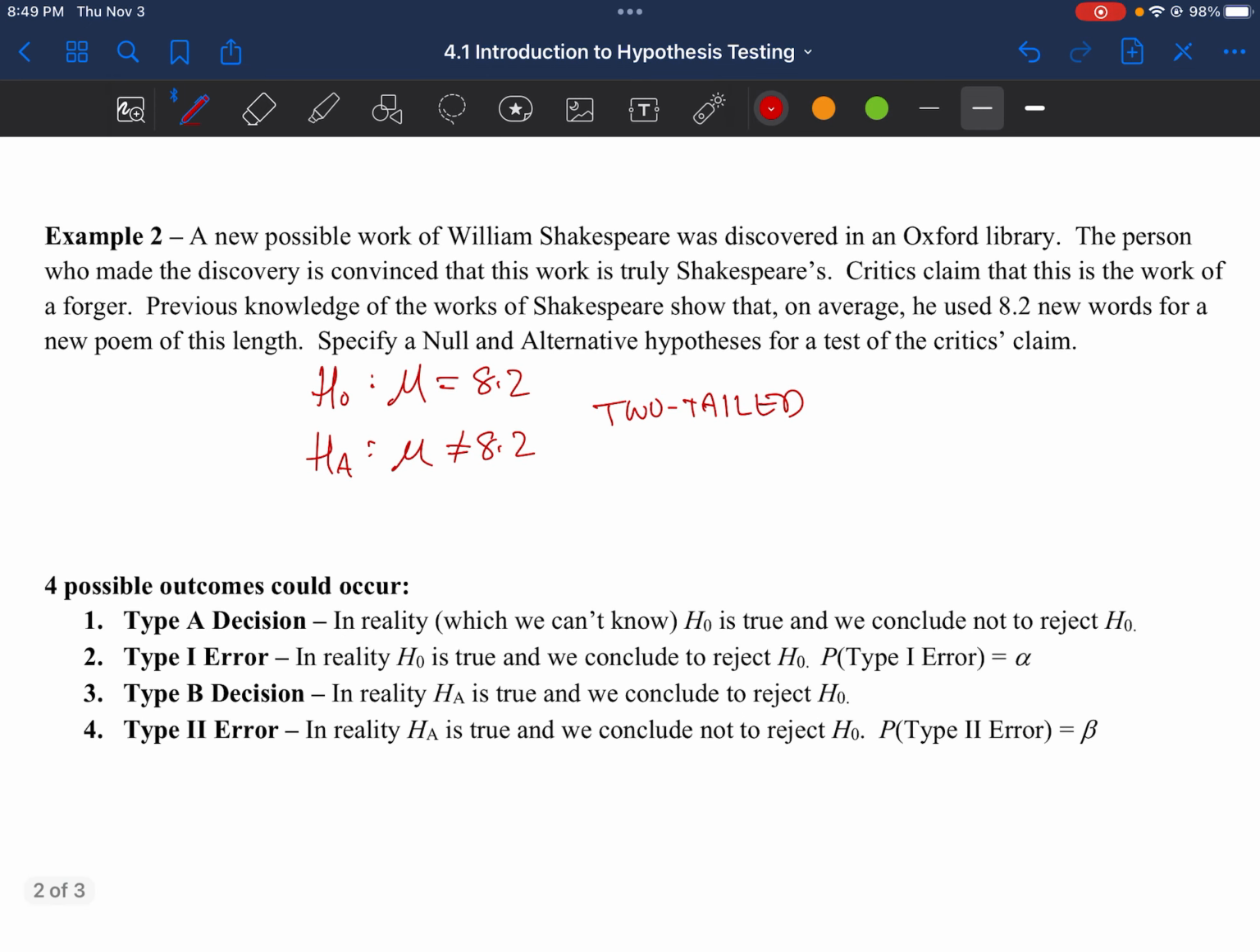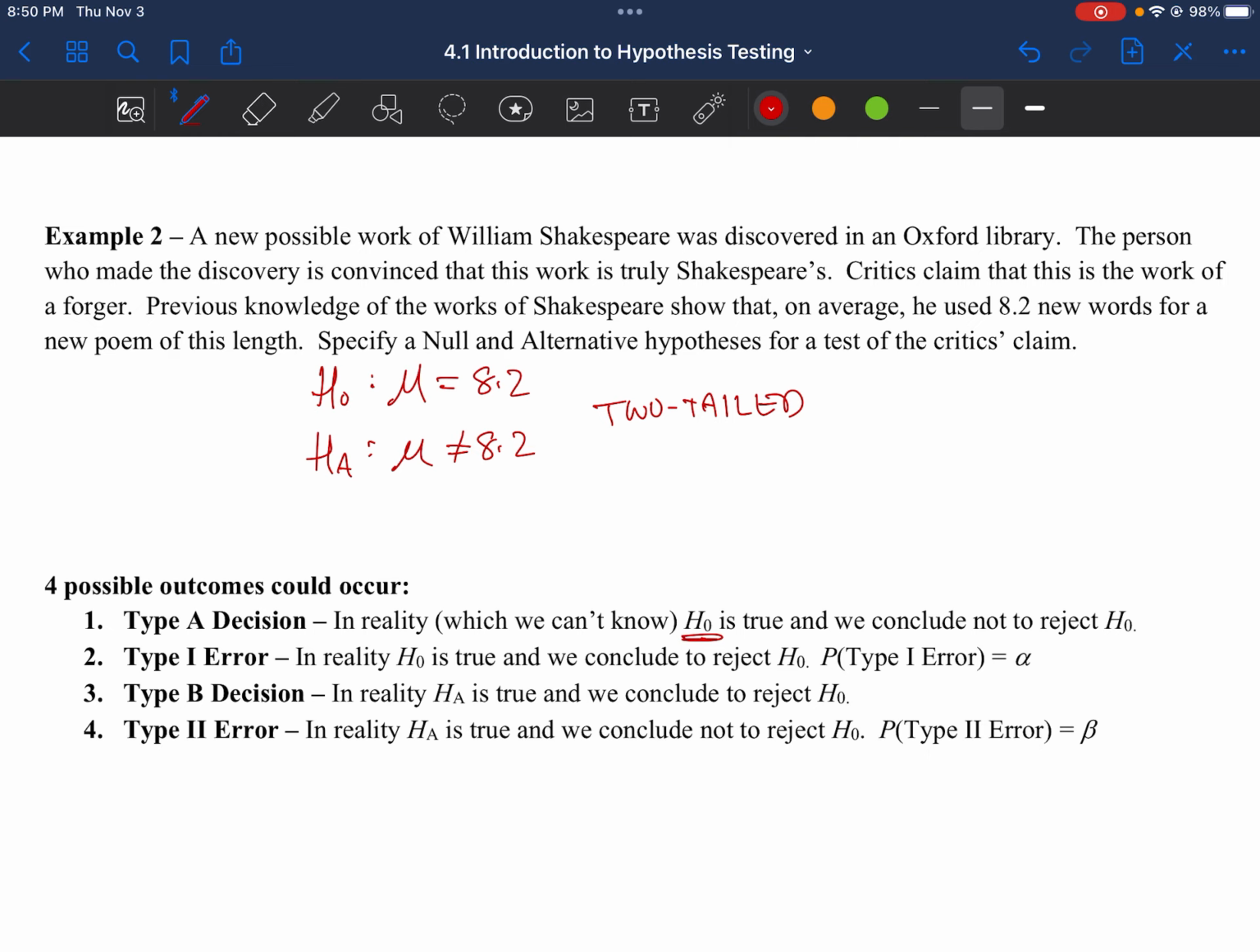The first outcome could be what's called a type A decision: in reality, the person was innocent, and we concluded that they are innocent. Notice how we're talking about a court case, and somebody is presumed to be innocent. That is H naught. Somebody is innocent until they're proven guilty. So H naught would be that somebody is innocent, and guilty would be an alternative hypothesis, which would just be not innocent. Okay?